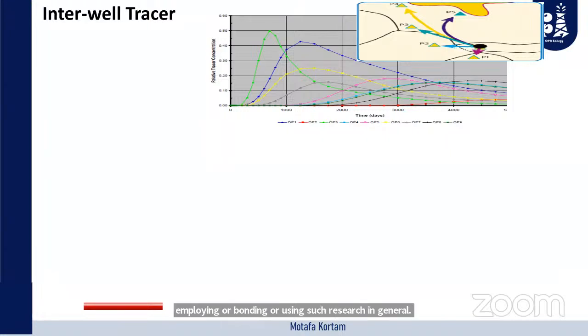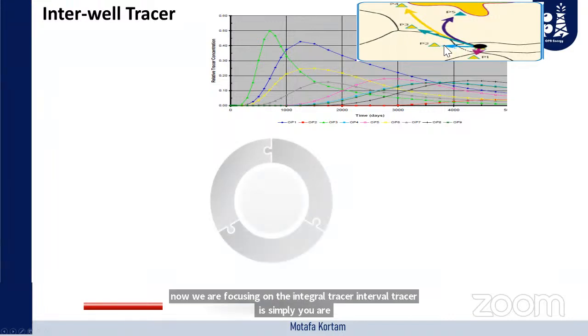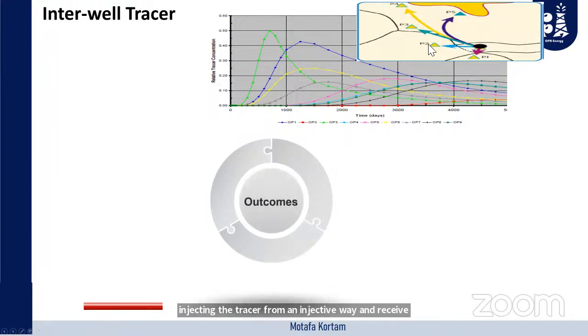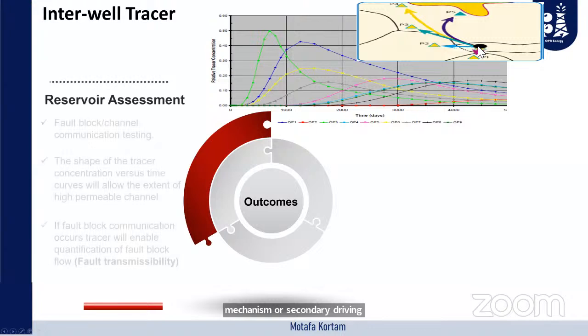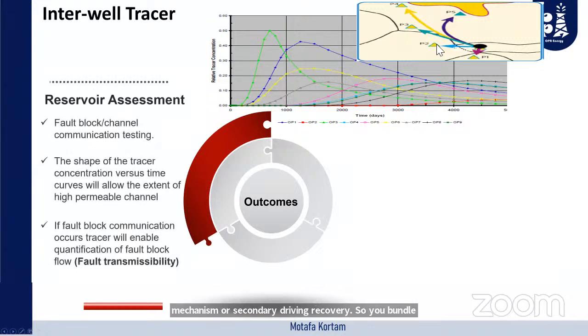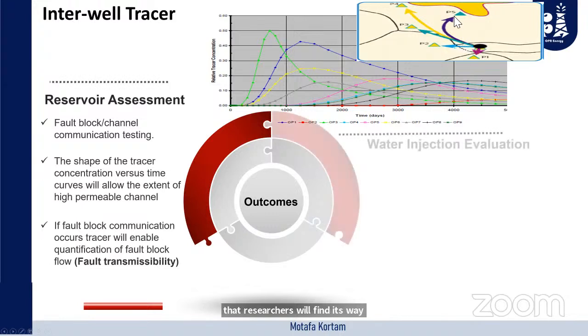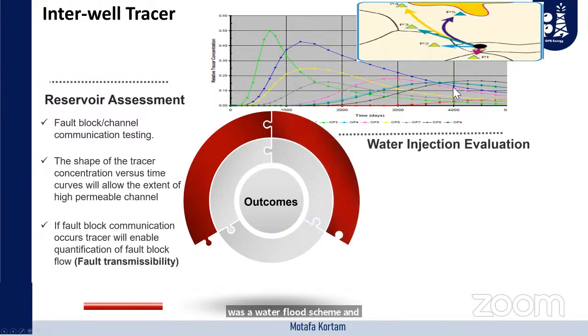Now we are focusing on the interwell tracer. With an interwell tracer, you inject the tracer from an injector well and receive it at the producer well. Usually it happens in the secondary stage, or secondary recovery. You pump it with the water if you have water injection, then you receive the tracer from the producer wells, as it finds its way through the water flood scheme, and you analyze it, the same as we were discussing.